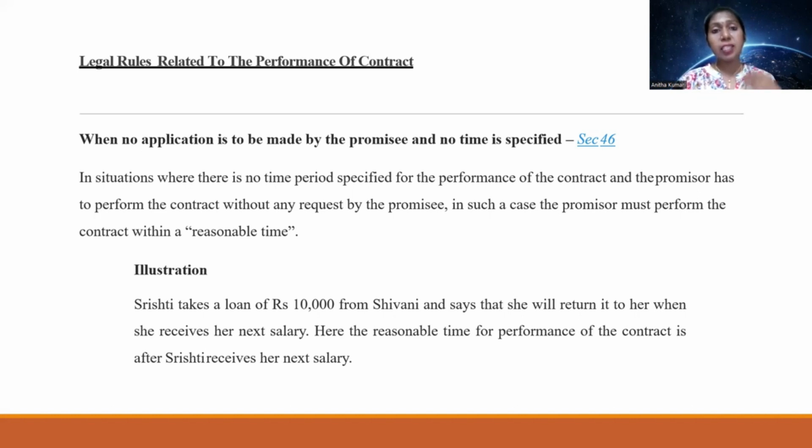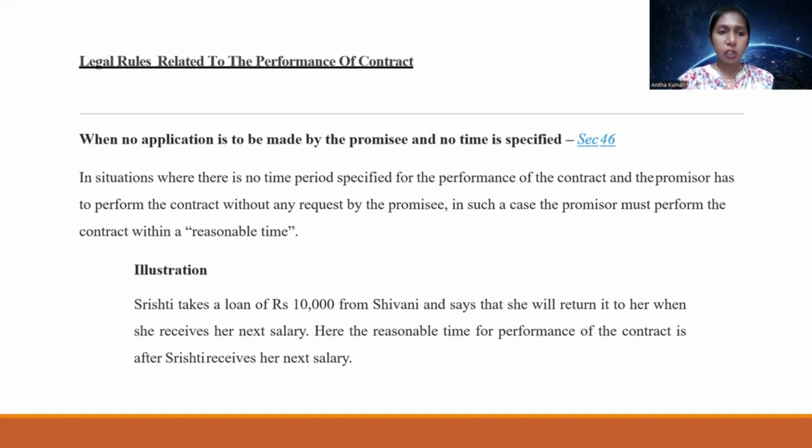In the same way, the seller, the promiser, also has to ask the customer for the details of the performance of the contract. So in this example, see here, Shruti takes a loan of rupees 10,000 from Shivani and says that she will return it to her when she receives her next salary. Here, the reasonable time for performance of the contract is after Shruti receives her next salary. So she has indirectly mentioned that at the time when she receives next month's salary, she will return the money. So that is called performance of a contract.